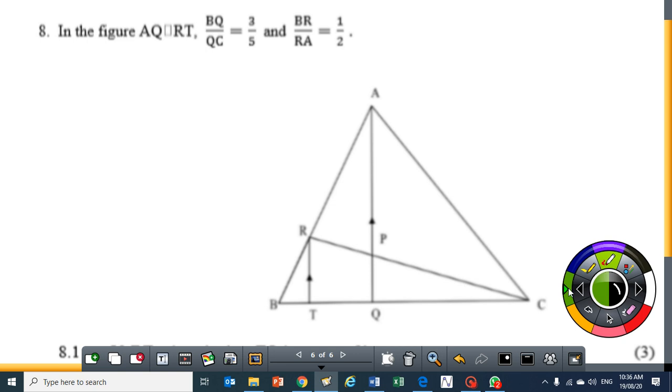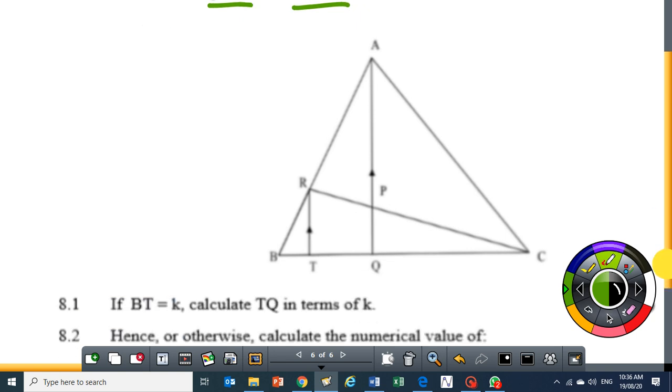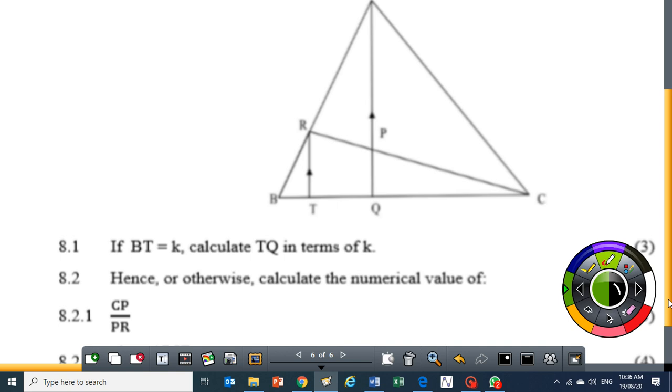Okay. These two lines are parallel. That is, AQ is parallel to RT. And you are given two ratios. Based on BQ over QC, it means that the length of BQ, since we are told that BT is equal to K, we need to calculate TQ.